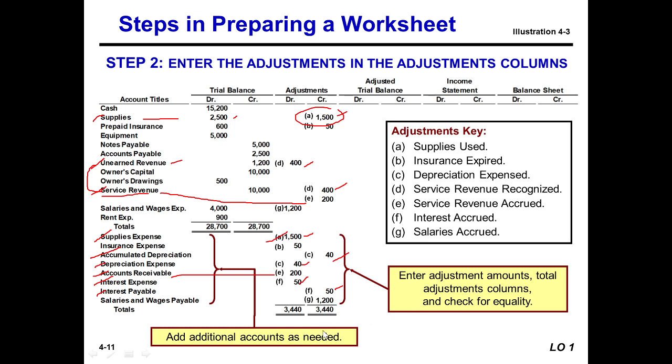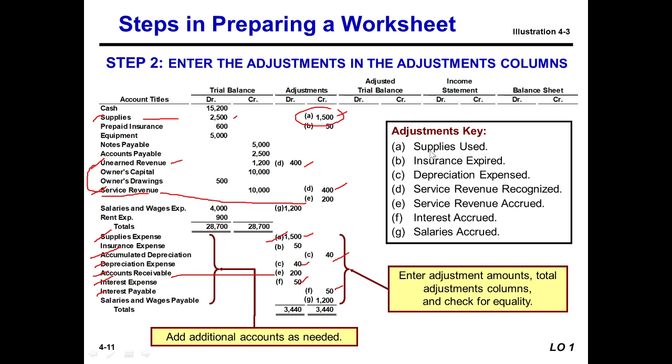That means we have this figure now. This is the additional accounts as needed. If we need any titles, we call it the additional accounts. So we have inserted these additional accounts. Okay, and this bracket just shown here says enter adjustment amounts, total adjustments columns, and check for equality. That means this is the equal figure on both sides.